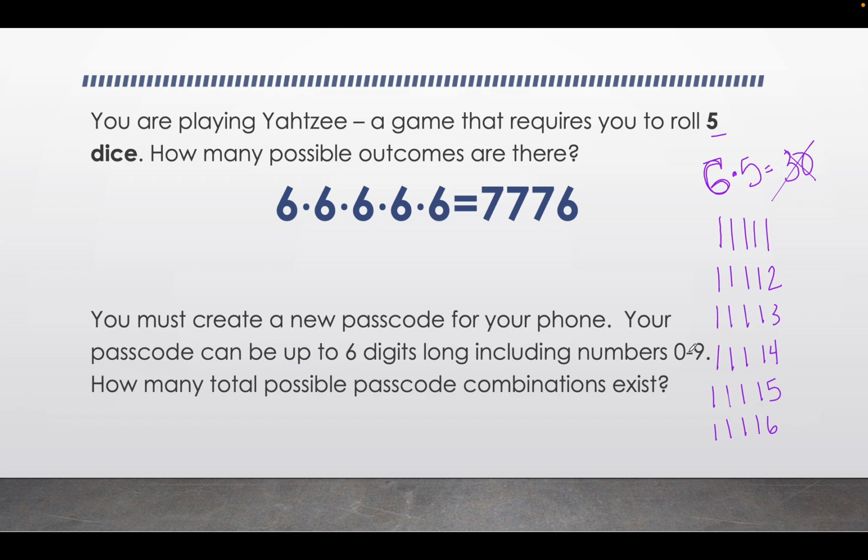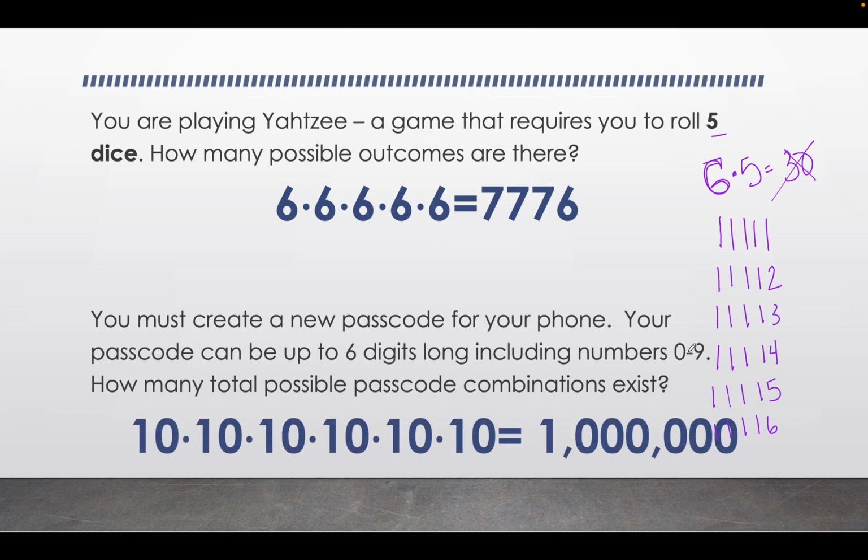Example number 2 says you create a passcode for your phone. The passcode can be up to 6 digits long and includes numbers 0 through 9. How many total possible passcode combinations exist? Including 0, there are 10 digits, 0 through 9. If there are 6 digits in your passcode, that's 10 6 times, or 10 times 10 times 10 times 10 times 10 times 10, which is 1 million possible outcomes. These are also the same as doing 6 to the 5th power and 10 to the 6th power.